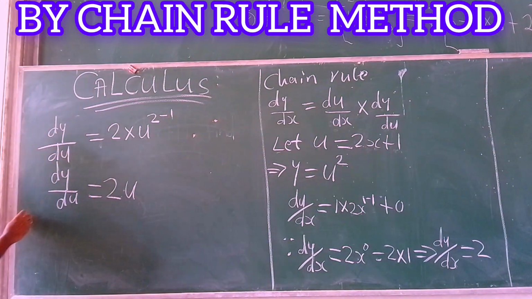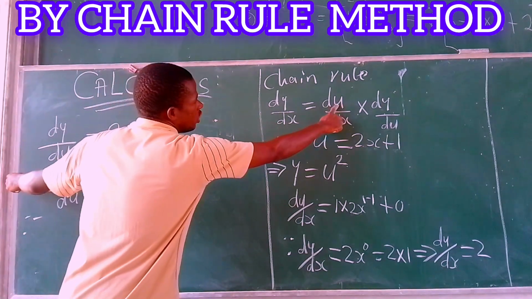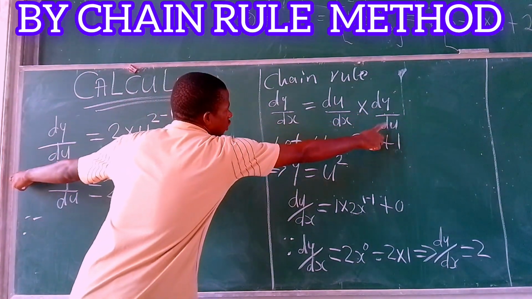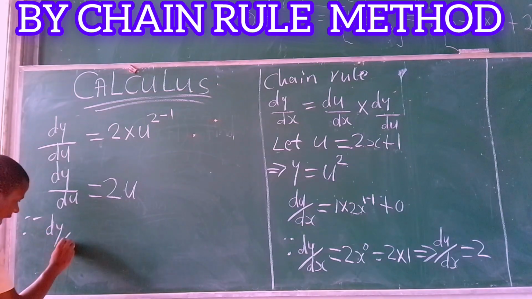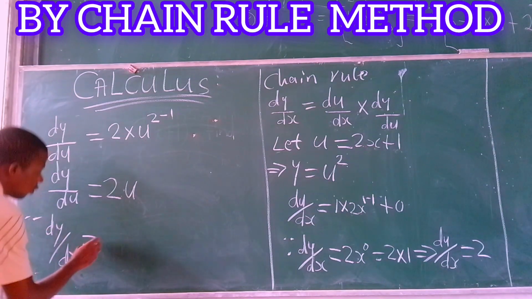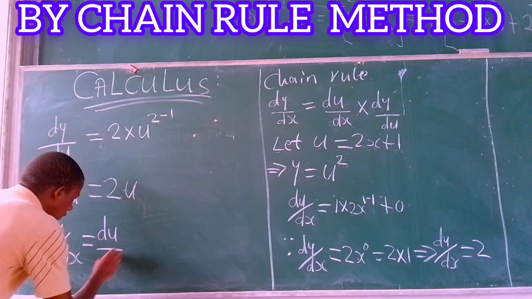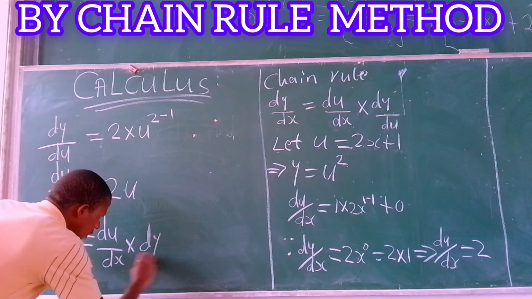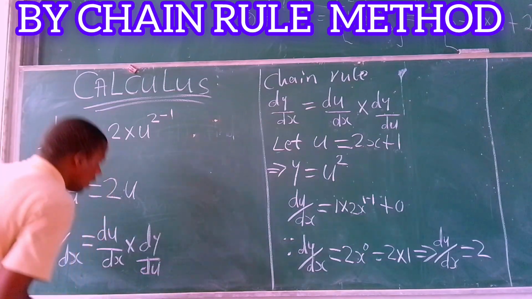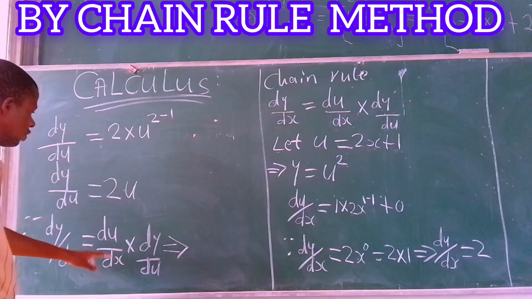So therefore, from chain rule, when applying the formula for chain rule, dy/dx equals to what? The du/dx times the dy/du. So we're going to have our dy/dx equals to what? du/dx times dy/du. And we know that this implies that we know that our du/dx is what?